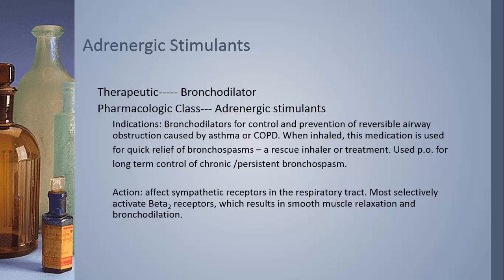It can be used orally for long-term control of a chronic persistent bronchospasm. It can be given by an MDI, which is your metered dose inhaler, or a dry powder inhalation. This is the treatment of choice for acute bronchial asthma. Action of this drug: it affects the sympathetic receptors in the respiratory tract, most selectively the beta-2 receptors, and this results in smooth muscle relaxation and bronchodilation.